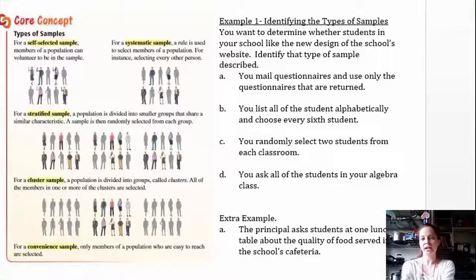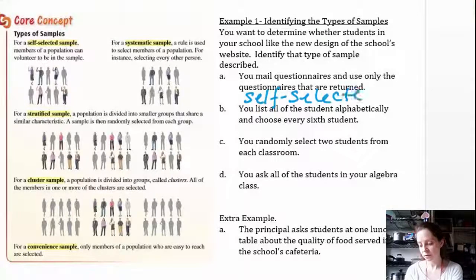You can see on the right, I have example 1. We're going to identify types of samples. I have an example of each of these 5 types of samples. You want to determine whether students in your school like the new design of the school's website. Identify the type of sample described. A, you mail questionnaires and use only the questionnaires that are returned. This is a self-selected sample. Only students that opt to fill in the survey are being sampled.